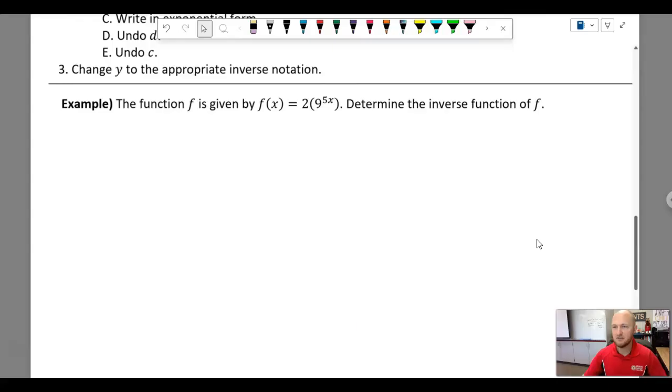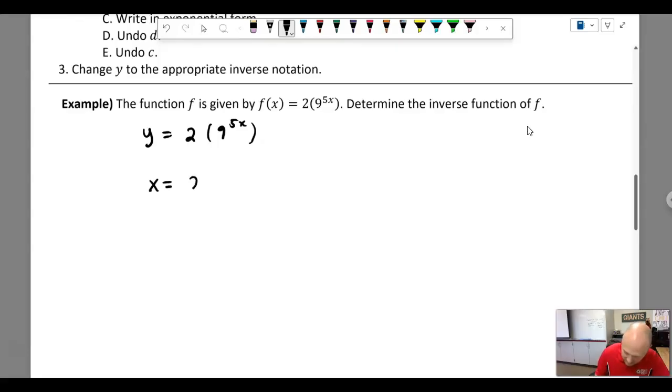The function f is given by f of x equals 2 times 9 to the power of 5x. Determine the inverse function of f. Okay, so I'm going to call it y equals 2 times 9 to the power of 5x. And I'm going to switch x and y. x equals 2 times 9 to the power of 5y. So how do I go ahead and isolate y?